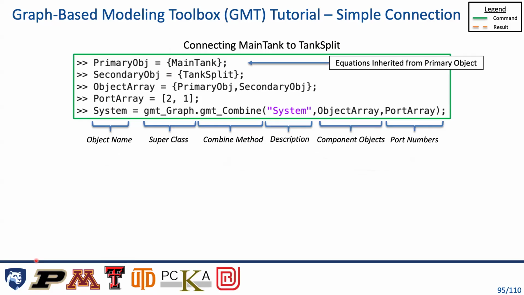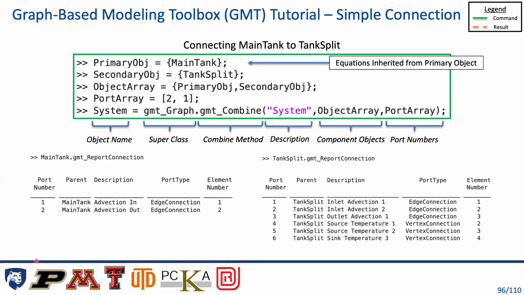Next thing we have here is a port array. This tells us what port of that model we're connecting together. And the last line there is the syntax for generating a system model. We have to call the GMT_graph, which is the superclass for all graph models, followed by the combine method, giving a description and passing it the two arrays.